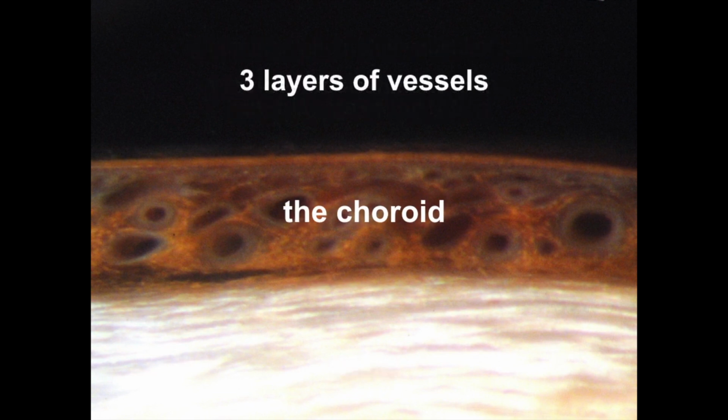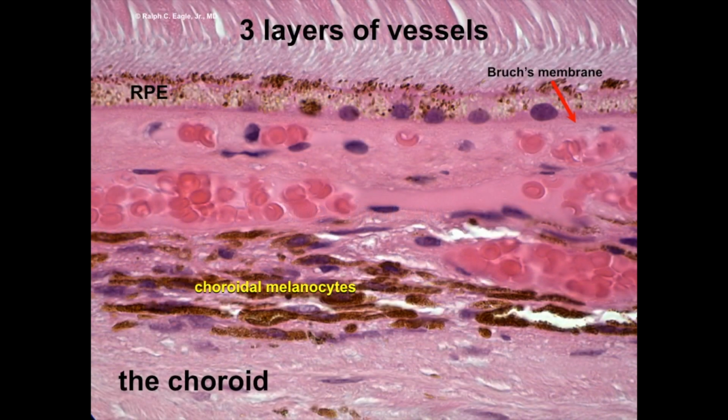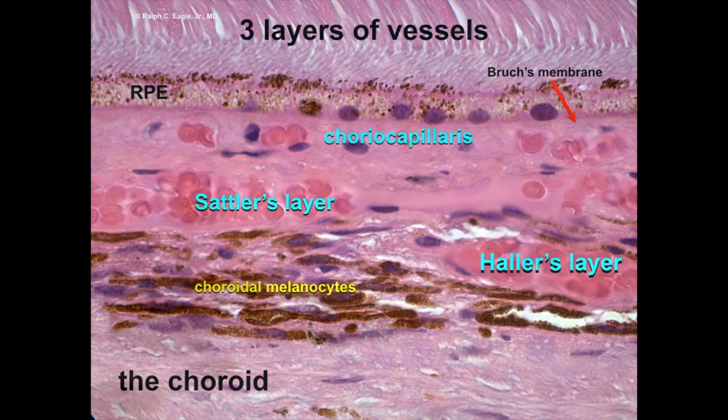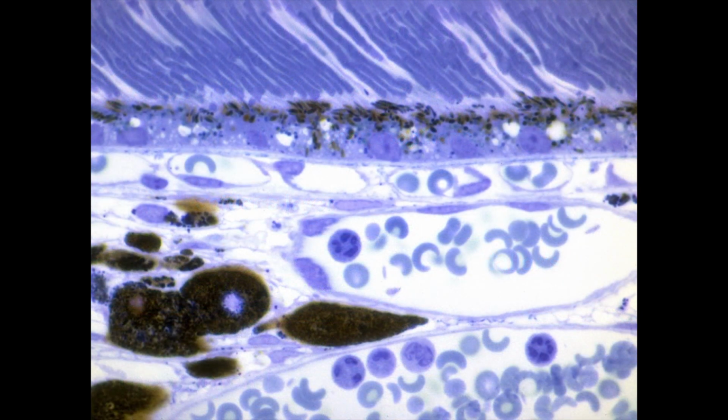The choroid contains 3 layers of vessels. These include the choriocapillaris, Sattler's layer, and Haller's layer. The vessels of Haller's layer are larger and are located in the outer part of the choroid.